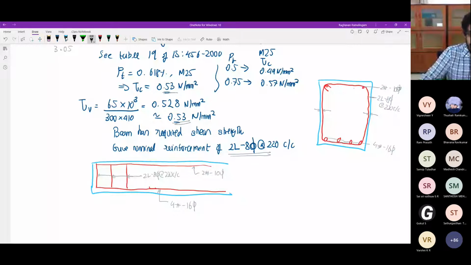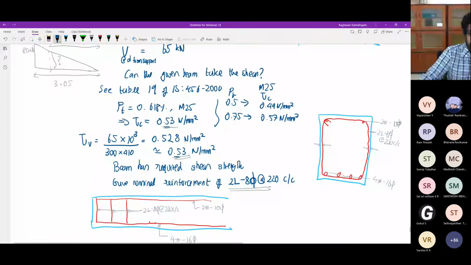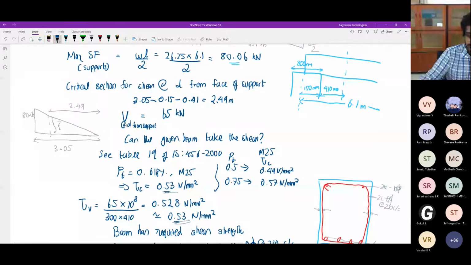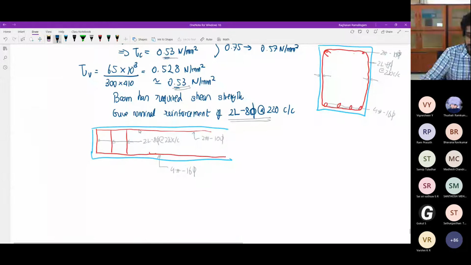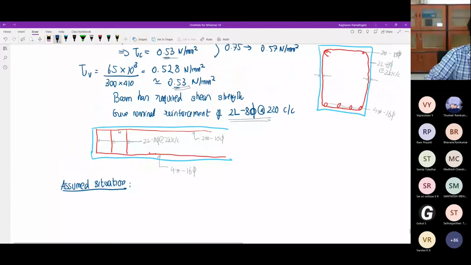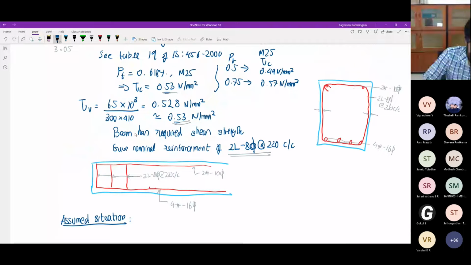Say that for a similar situation, your beam depth is 410, you have 0.618% of this steel PT and M25 concrete. However, you say that the loading is such that your shear force is, say, 100 kilonewtons. Vu is 100 kilonewtons. This is an assumed situation, being done only for you to learn how to do it.